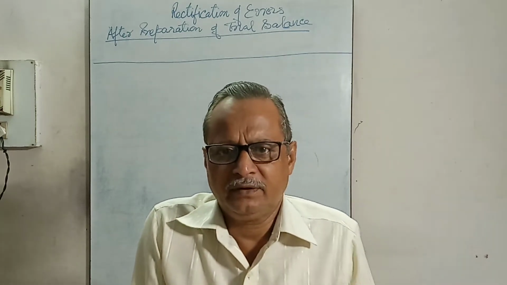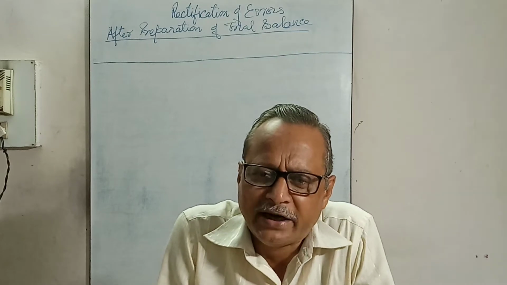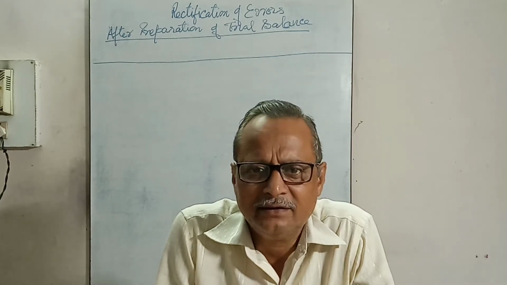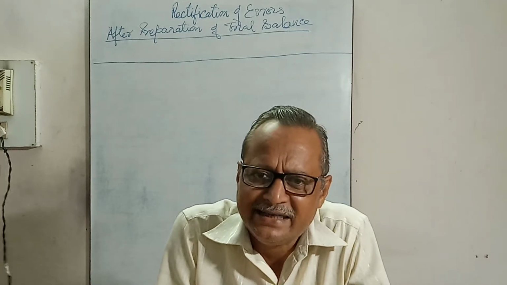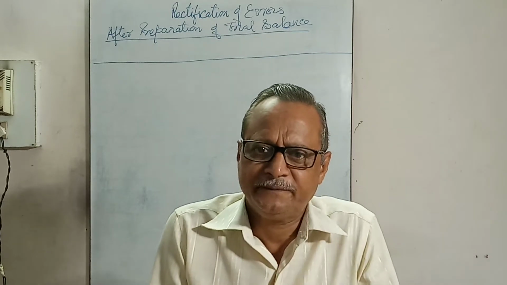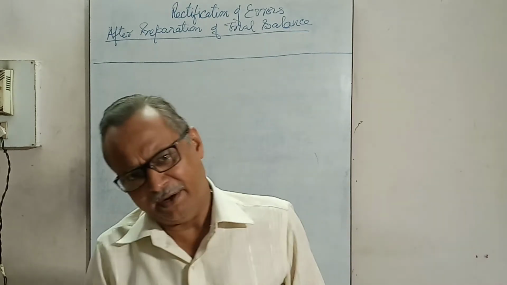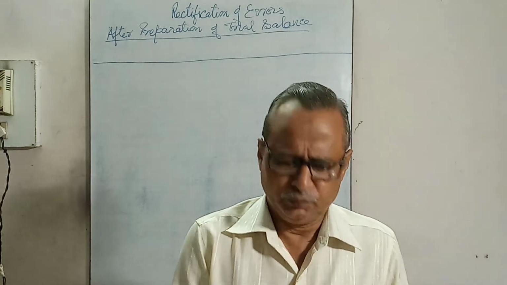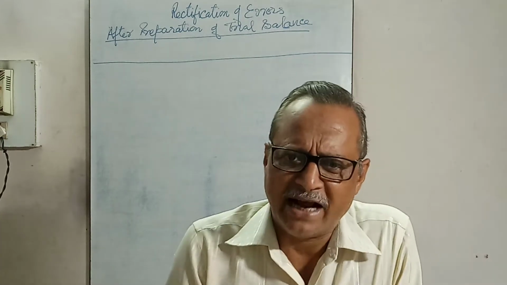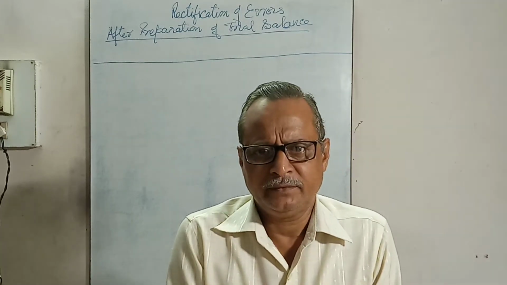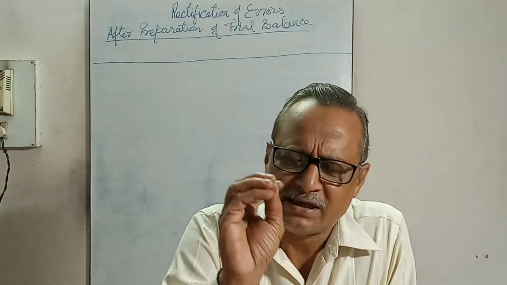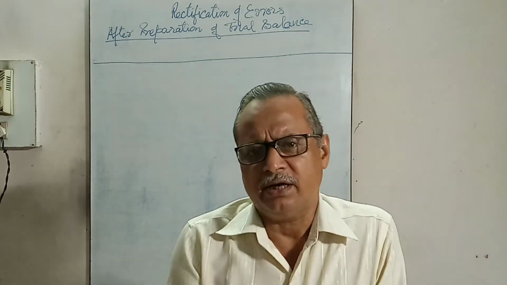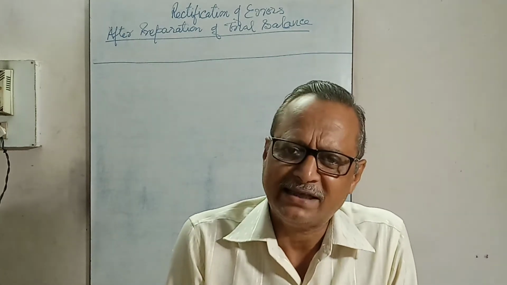You have already learned it. Now today we will learn how to rectify the single-sided error if the errors are detected in the second stage, that is, after preparation of the trial balance. Once the trial balance is prepared, if the trial balance is not agreeing, then to match the trial balance, we open an imaginary account that is called a suspense account. In the previous class, I have already explained.